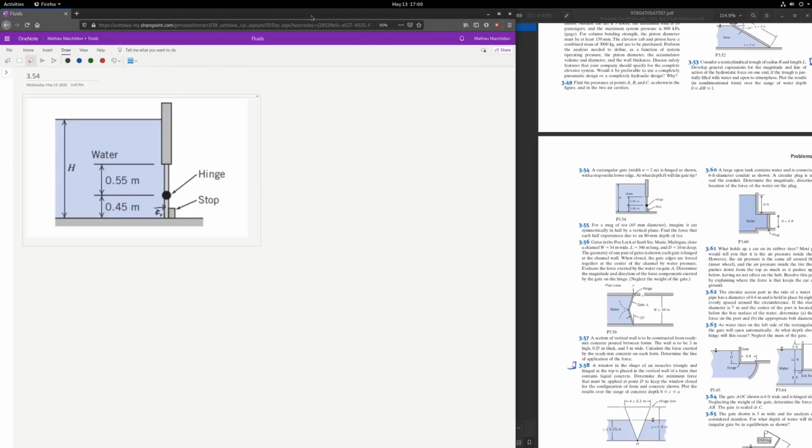Alright, on to the final problem of our DGD. So this problem is 3.54. A rectangular gate of a width of 2 meters is hinged as shown. And what we're looking for is, this tank will fill up with water, and at a certain height h, this hinge will tip over, and we're looking for that height h.